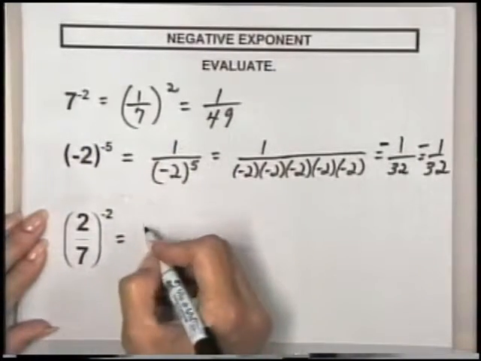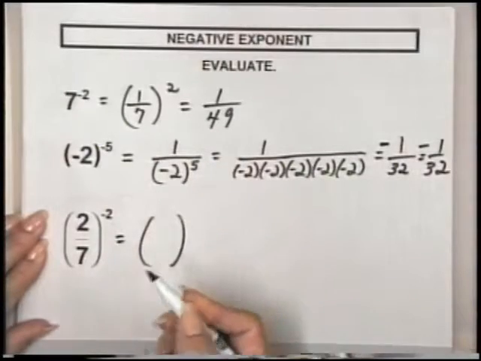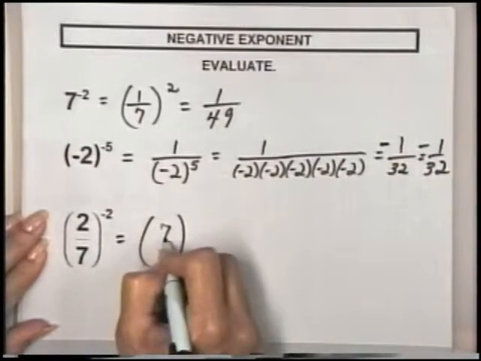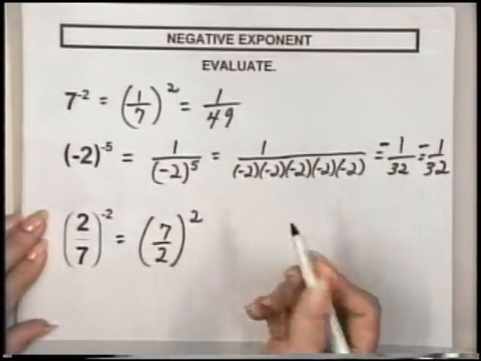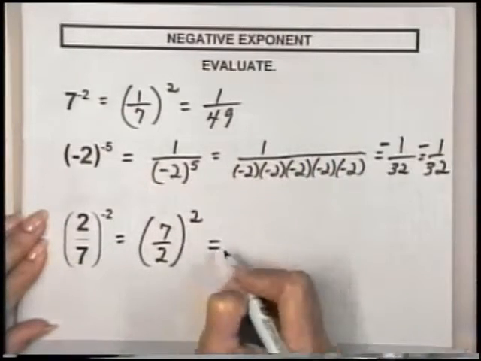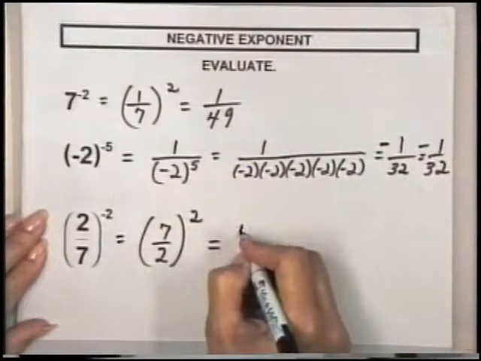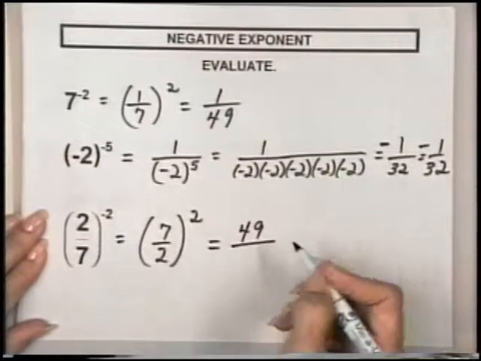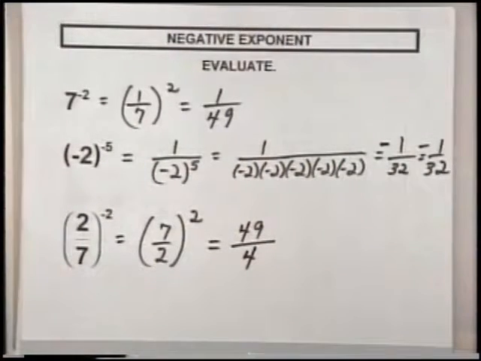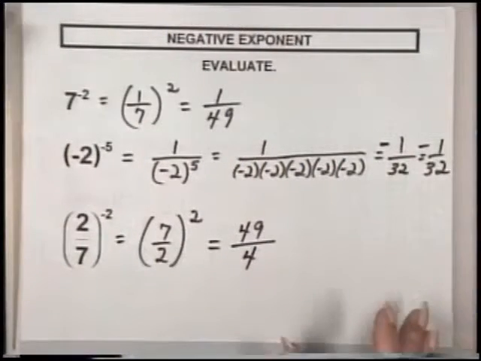For this last problem, since it is a fraction, for sure I will use the reciprocal rule. The reciprocal of 2/7 is 7/2, so I need to square 7/2. When I square the 7, I get 49. When I square the 2, I get 4.